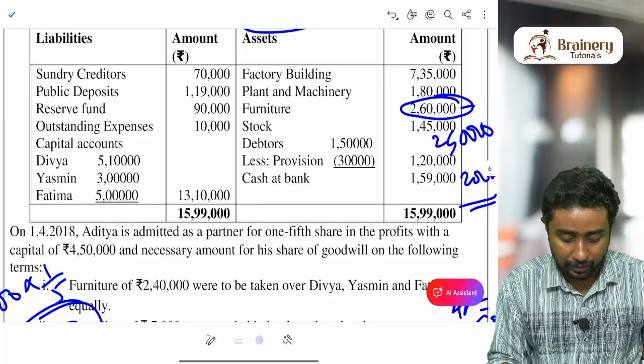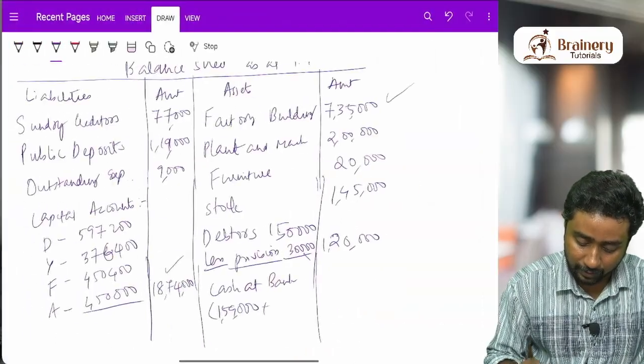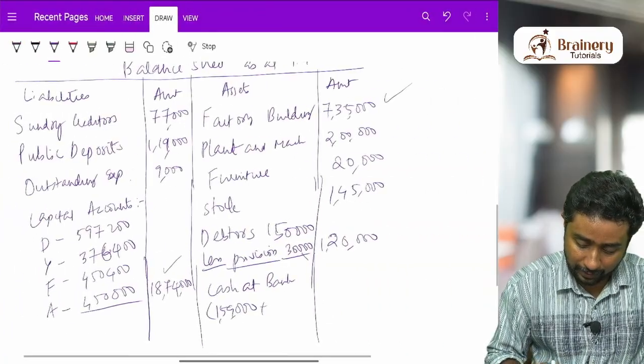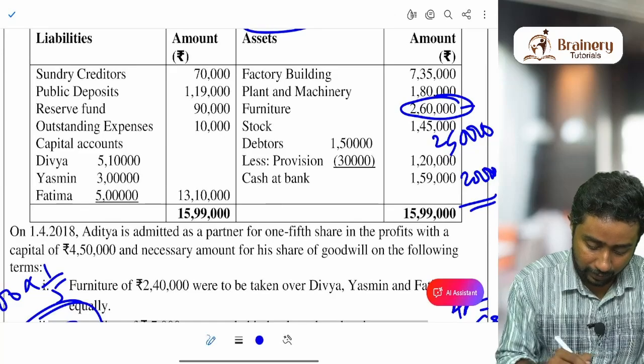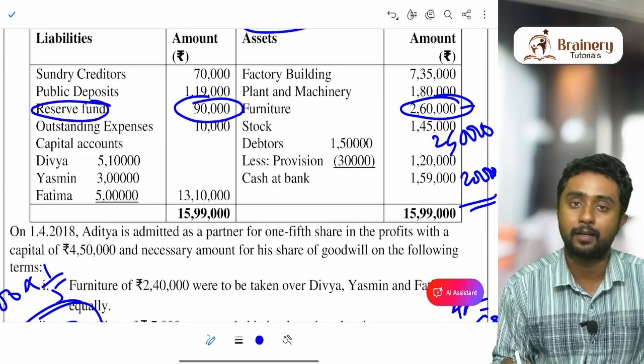Before that, let me tell you one more thing when it comes to liabilities. Here in the old balance sheet, as you can see, there is a reserve fund which we didn't record now. Can you tell the reason?